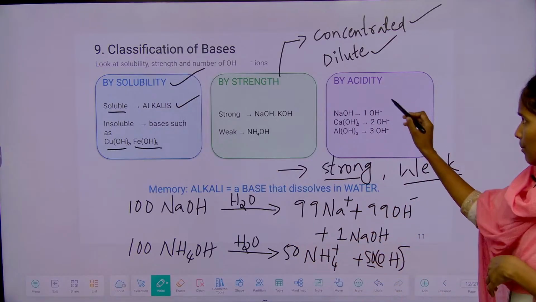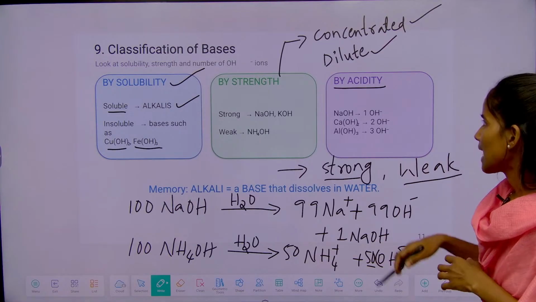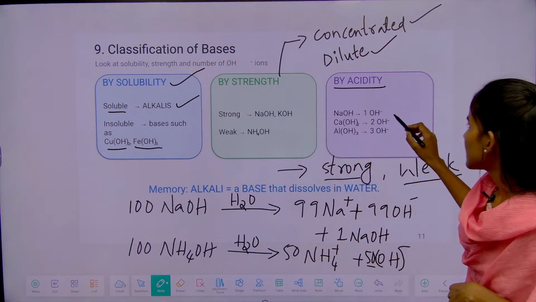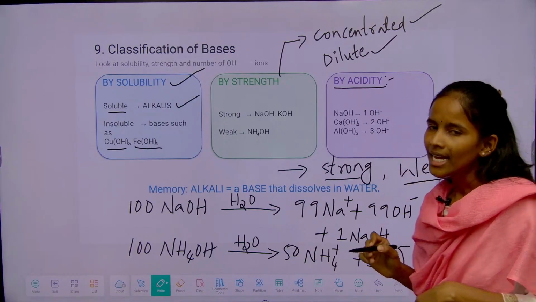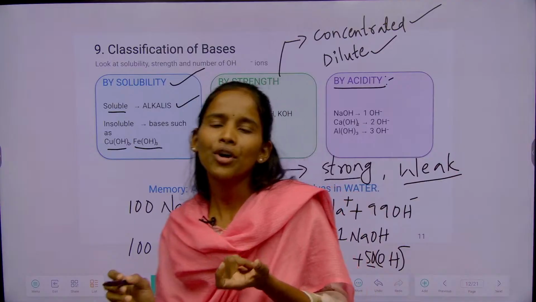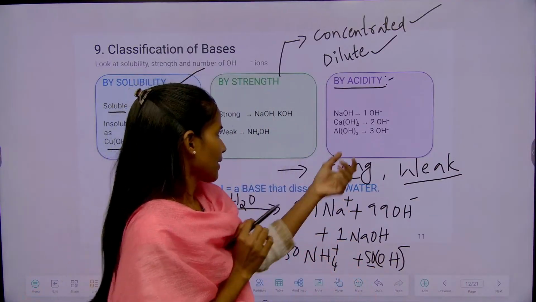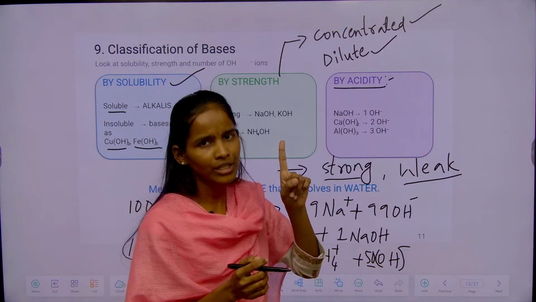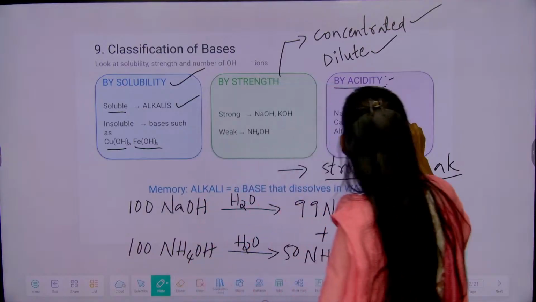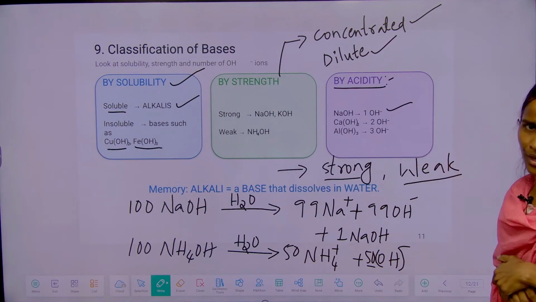Now, moving to the next one, acidity of bases. What do you mean by acidity first? Acidity means the number of replaceable OH- ions. Simple. How many OH- are there? In NaOH, one OH- is there. So what is the acidity? 1 OH.